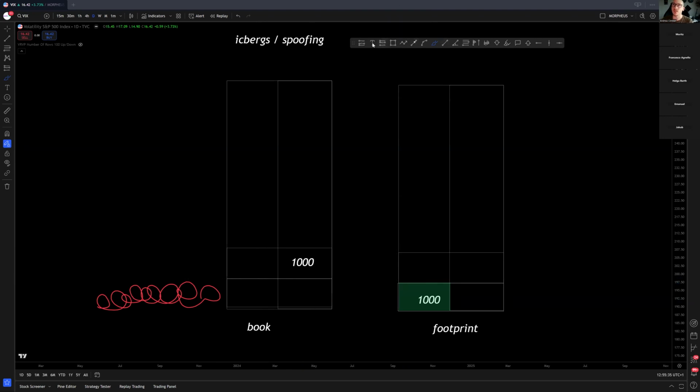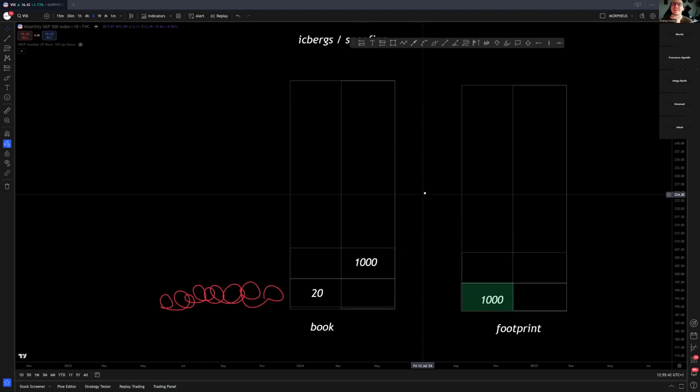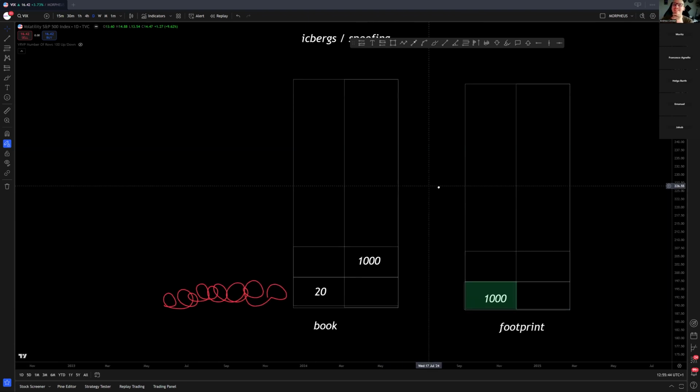So, just like an iceberg, they only show the tip. Just the tip. Just the tip, baby, please.